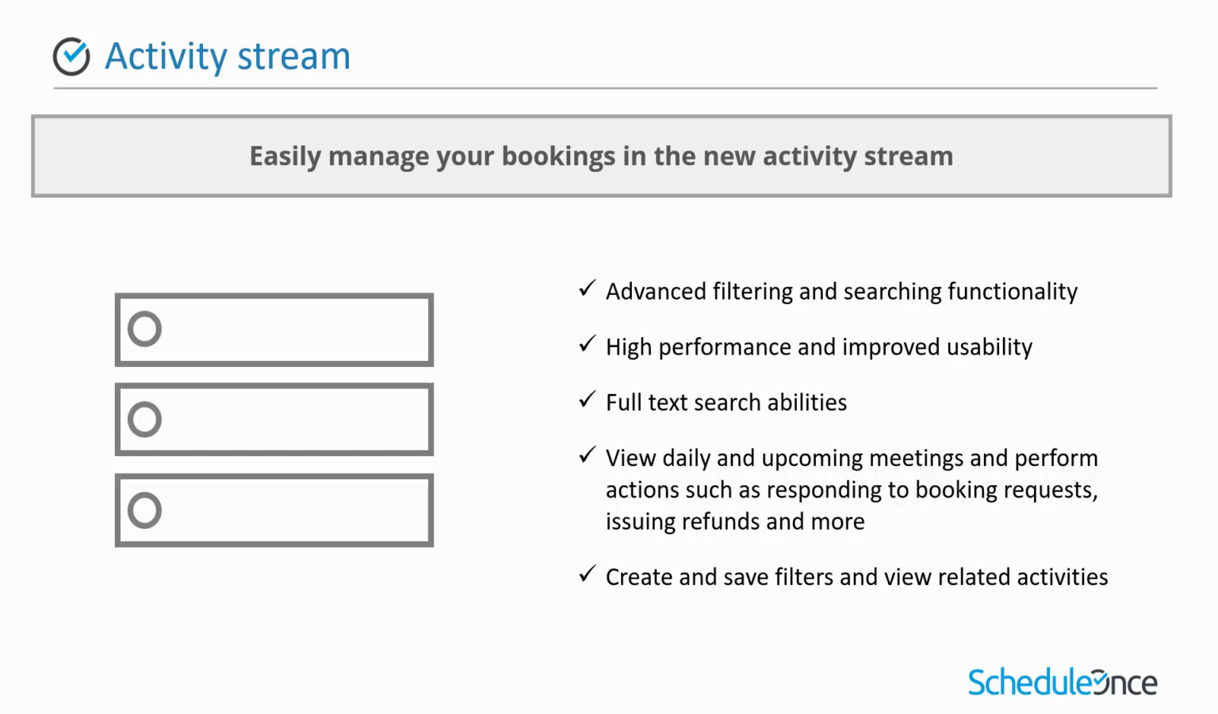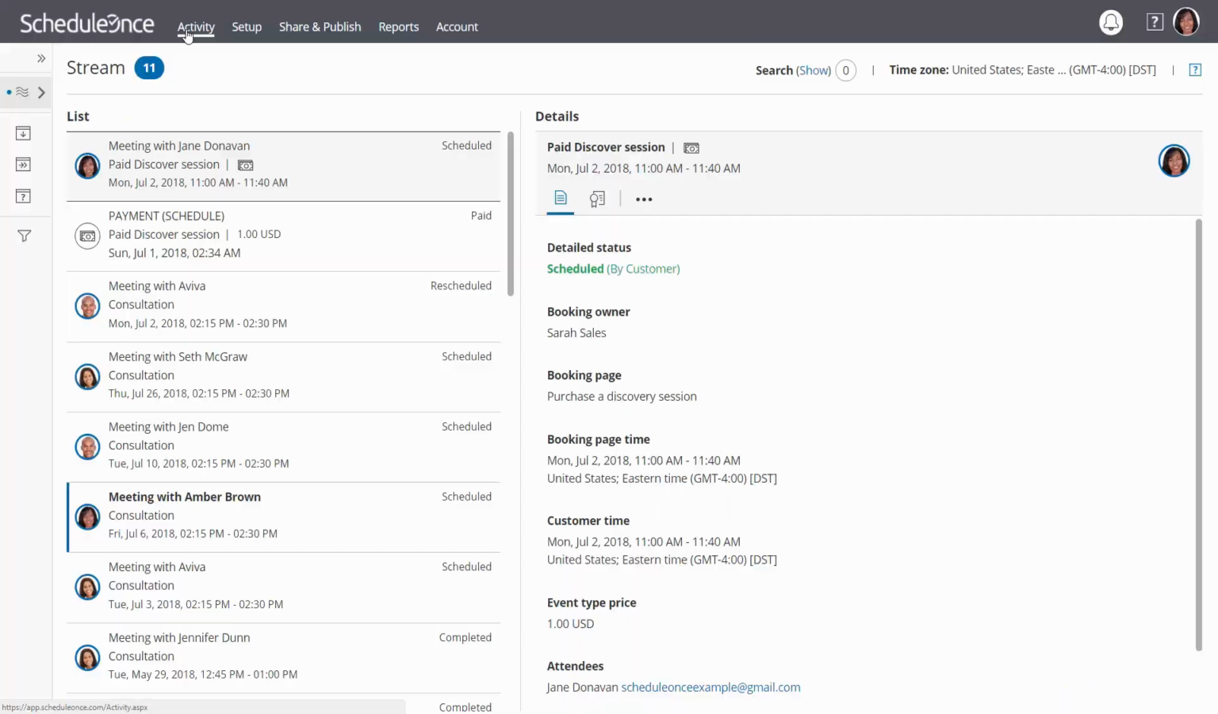So let's go into my account and let me show you the activity stream. And we land here on my activity stream. So you'll see here a list of all of the activities in my account that I have access to. So I have access to all the bookings that I am the booking owner for, or bookings that were reassigned to me, or bookings made on booking pages that I am an editor of as well. So you'll see all of that here in your list view.